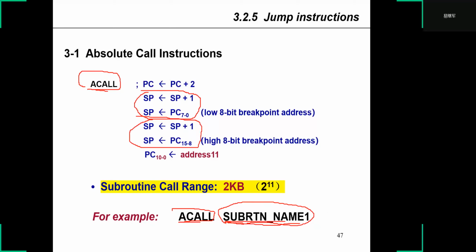The low 8 bits are saved to the stack first, then the high 8 bits of the address to the stack. So this saves the break point. After the subprogram is finished, it returns to this point. This is the absolute call. After the A call or some other call instruction is finished, the program will go back to the break point.